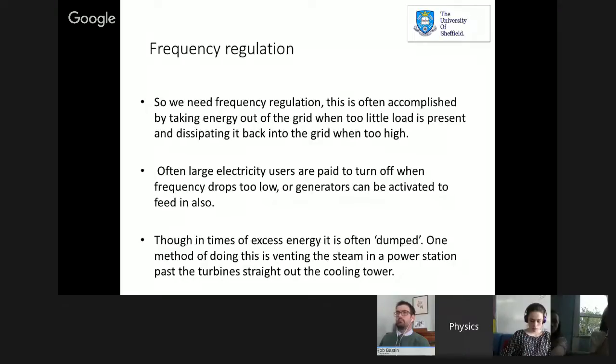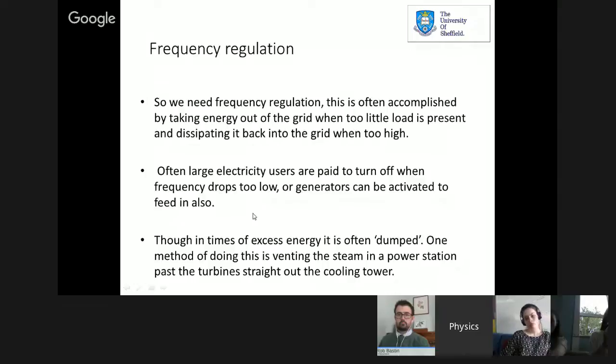And in times of excess energy, which happens because suddenly a load drops somewhere else, say they have to shut something down for an emergency, and suddenly the frequency really starts climbing quickly, they'll have to dump energy. One method they use is to basically bypass the steam round the power station turbine, so the power isn't actually used by the turbine, it's just venting straight out of the cooling towers.